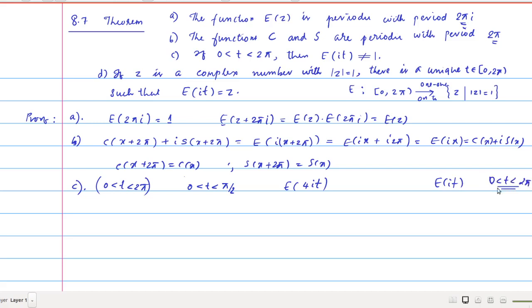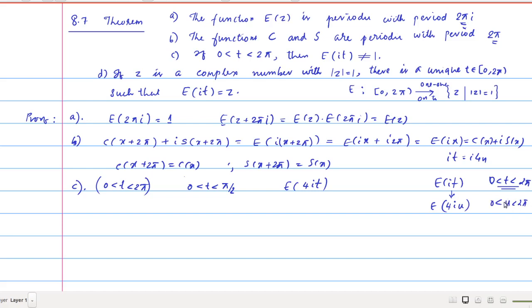The values of e of it obtained by varying t from 0 to 2 pi will be the same as the values of e of 4it obtained by varying t from 0 to pi by 2. To get that, we just need to do a substitution. Replacing it by 4 times some iu, we get e of 4iu is the same as e of it, with the substitution it equal to I times 4u. Then this can be written as 0 less than u less than 2 pi.